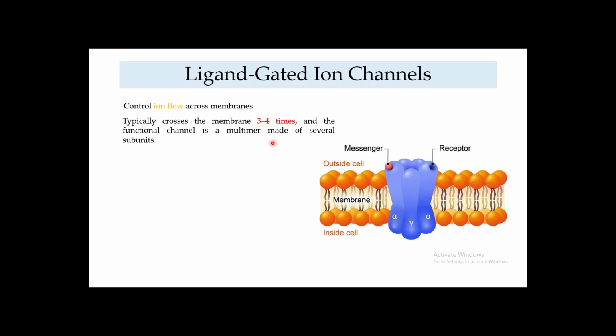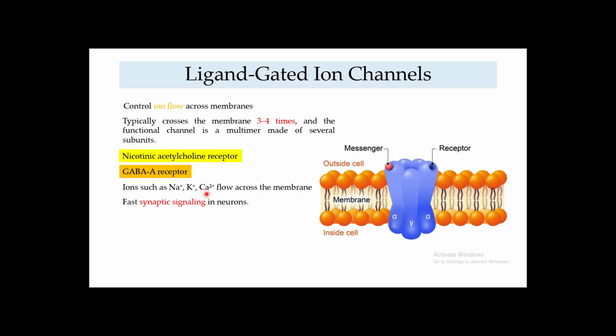These ligand-gated ion channels are responsible for controlling the ion flow across the membranes, and this ion flow is a very important phenomenon in neuronal signaling. The nicotinic acetylcholine receptor is one example of the ligand-gated ion channels. The GABA receptors, particularly the GABA A receptor, are another important example. When they control the flow of ions like sodium, potassium, and calcium across the membrane, that is responsible for the fast synaptic signaling in the neurons.